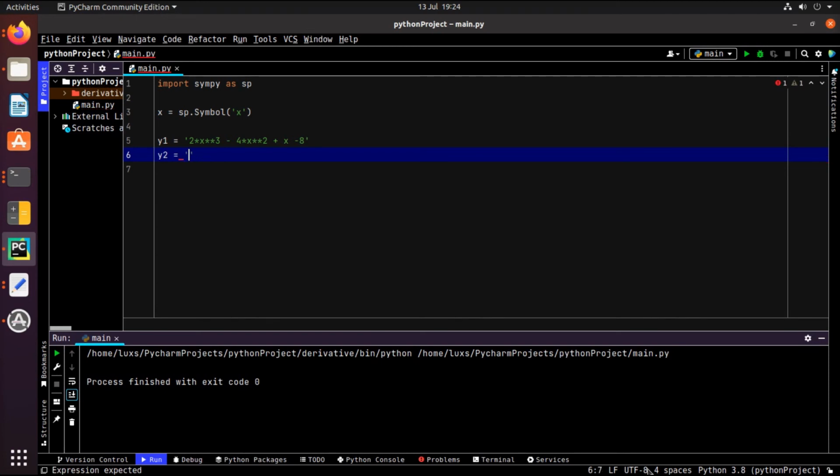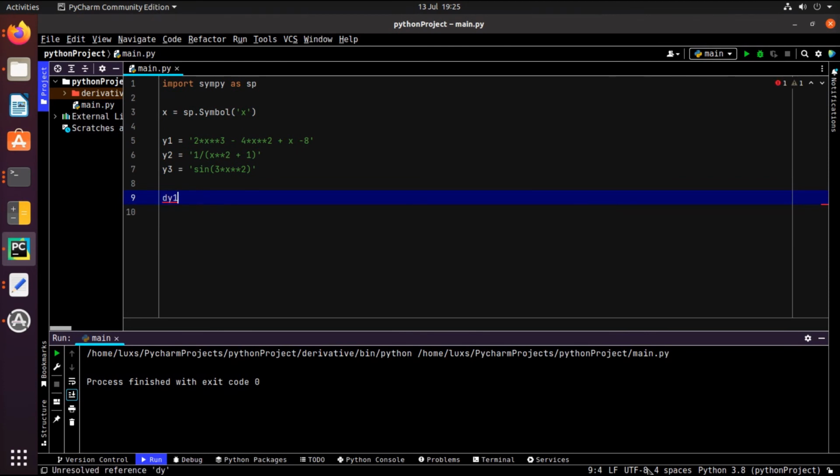y2 is equal 1 divided by x squared plus 1, and y3 is equal sine of 3x squared.